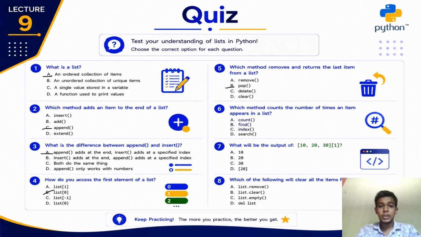Question number 6. Which method counts the number of times an item appears in a list? Count, find, index or search. Hope you have answered the question. The answer is count.